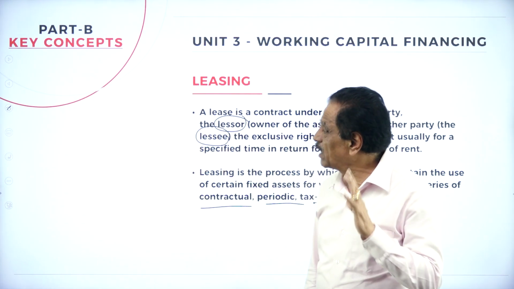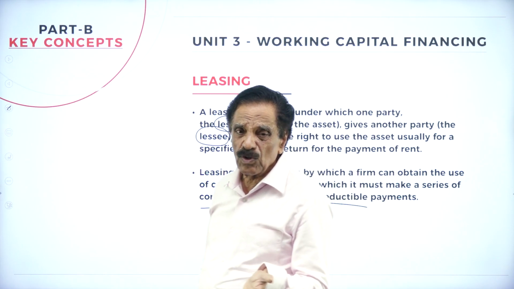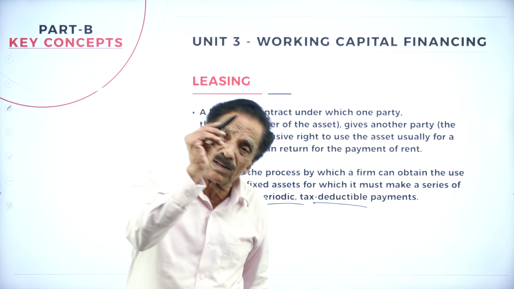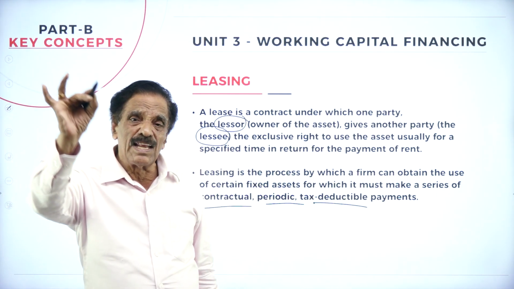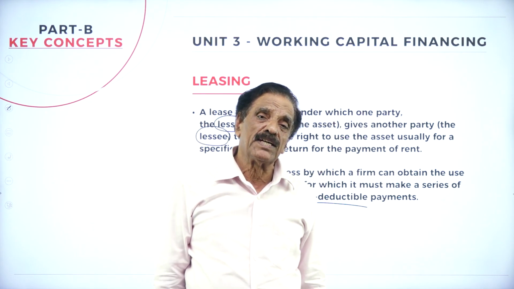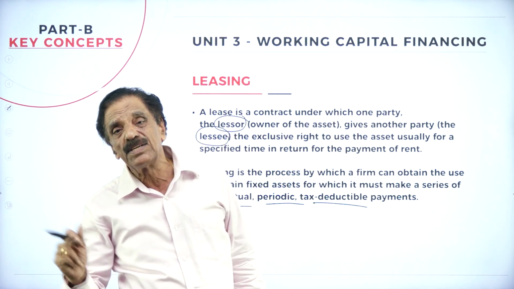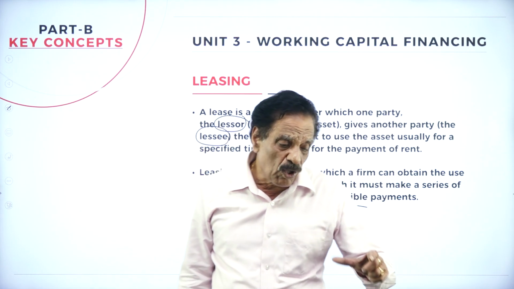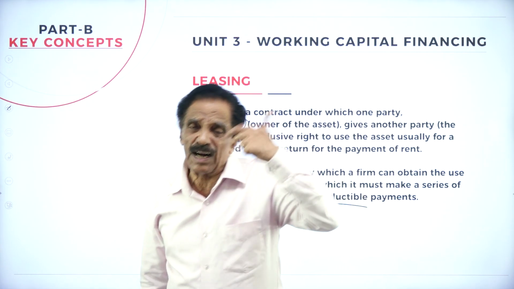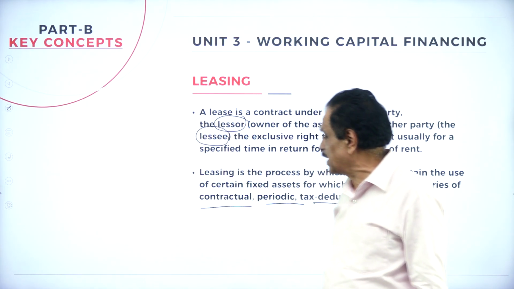So in leasing facilities, we have 2 parties. One is called the lessor, and the other is called the lessee. Lessor is the owner of the particular asset. Lessee is the utilizer of that particular asset. The contract between the lessor and the lessee we call leasing.